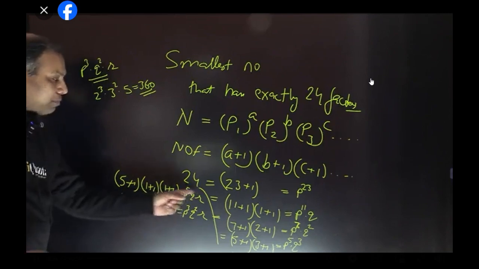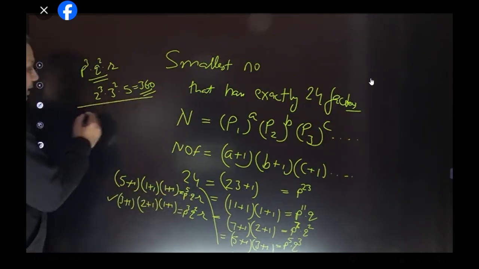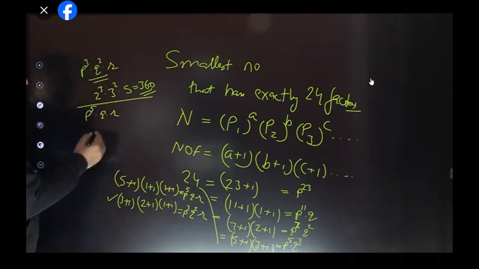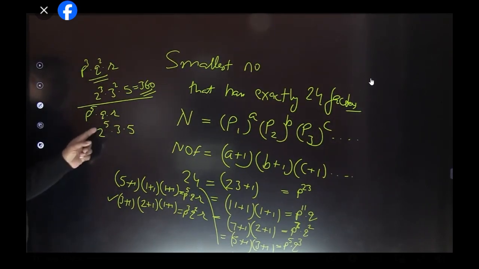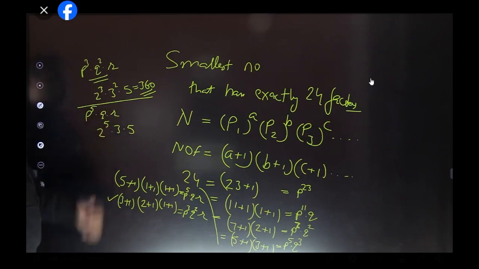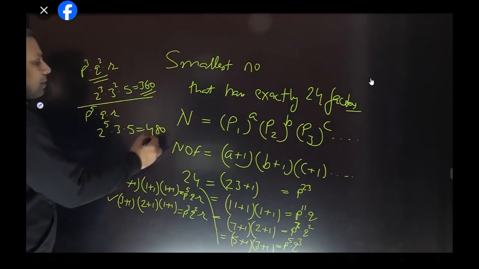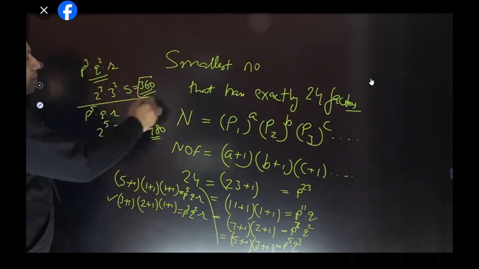If I look for this form, p power 5 into q into r, the smallest number would be 2 power 5 into 3 into 5, right? So 32 into 5, that is 160, 160 into 3 is 480. That's a larger number. So certainly this must be the smallest case. Fine.